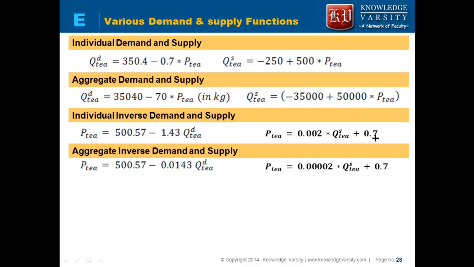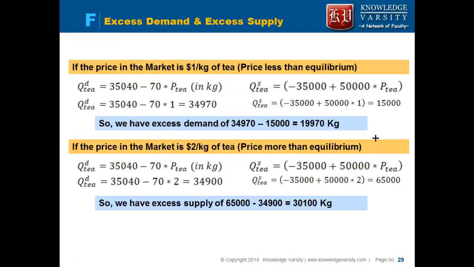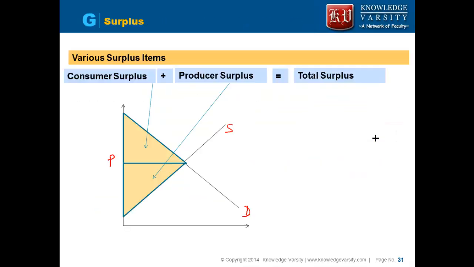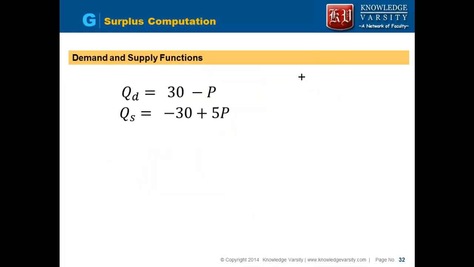Right? So we have seen the various demand and supply functions. We have seen how to compute excess demand and excess supply. We have seen the concept of surplus: producer surplus, consumer surplus, and the summation of the two is called total surplus. So you can easily compute the surplus when the demand function and the supply function are given to you.